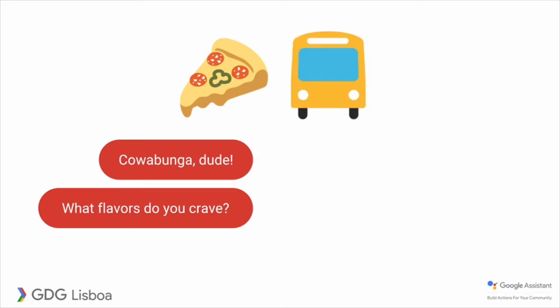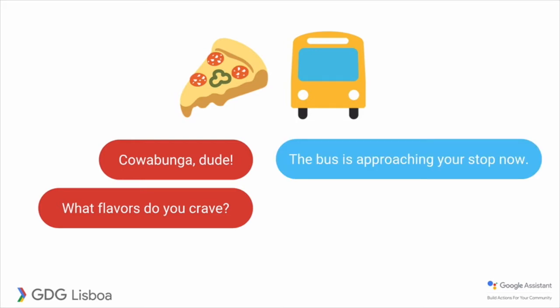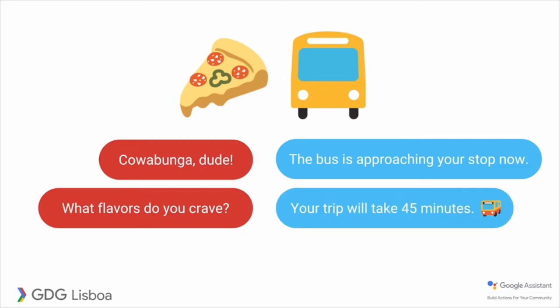Okay. Or maybe you want to do a bus app, right? That you're going to go ahead and say, the bus is approaching your stop, but you're home or you're at work. You're like, too late. I don't want to know if the bus is arriving now. You want to know when the next bus will arrive. So you have to think about these things. Or your trip will take 45 minutes, so you're already in the bus, too late. So you have to think about these cases, right?